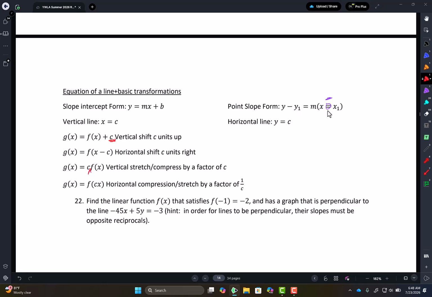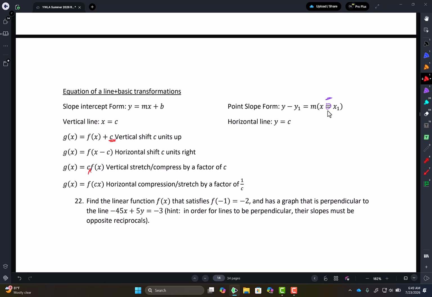If you have a constant on the outside of that, then that's a vertical stretch or compress. If it's a number with magnitude bigger than 1, then it's a stretch. If it's a magnitude between 0 and 1, then it's a compression. Of course, if you have a negative, it reflects across the x-axis. Hopefully, you guys remember that. And then same thing with the c on the inside, horizontal compress or stretch by a factor of the reciprocal of that. Don't become a robot. There's a reason for that, guys.